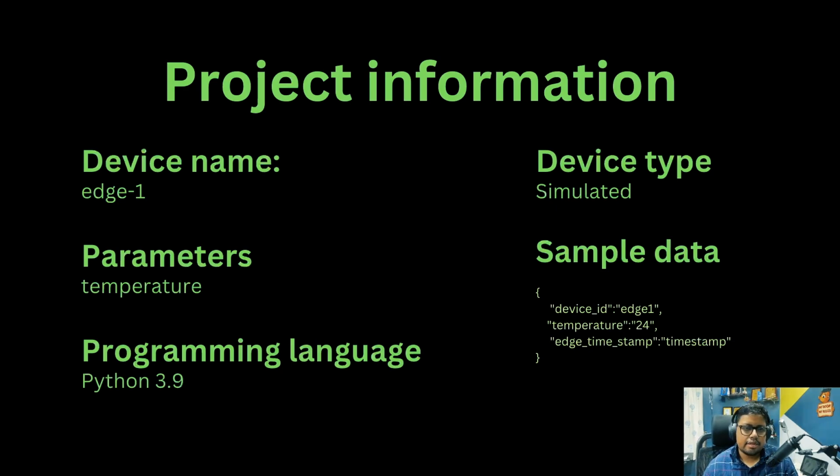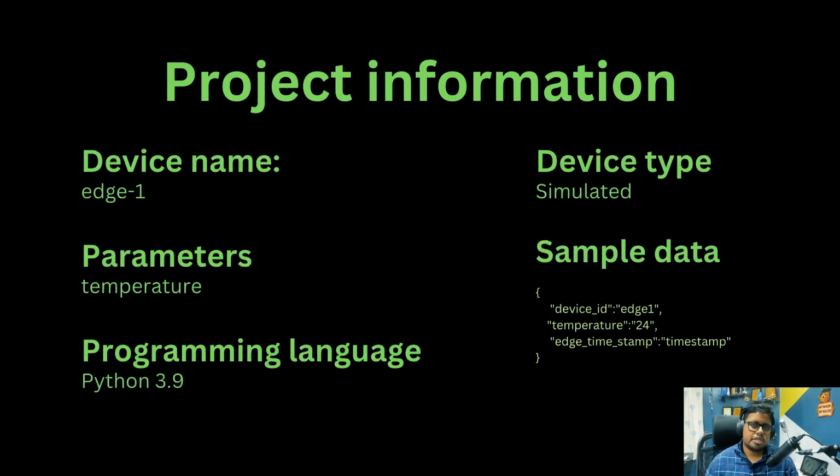And lastly, the sample data. This is a JSON that will be sent from the device all the way to the cloud, which includes the device ID as H1, the temperature value, probably some randomized value, and third, the timestamp, like when the data is being generated.